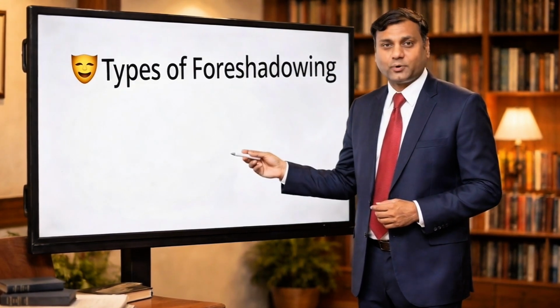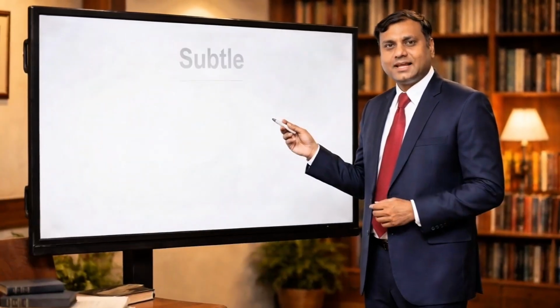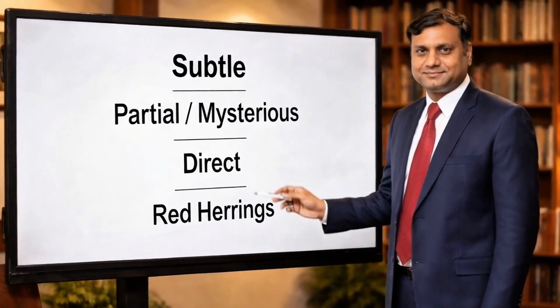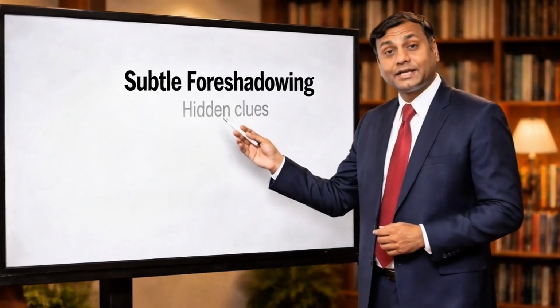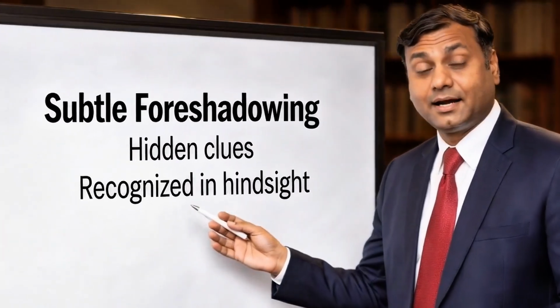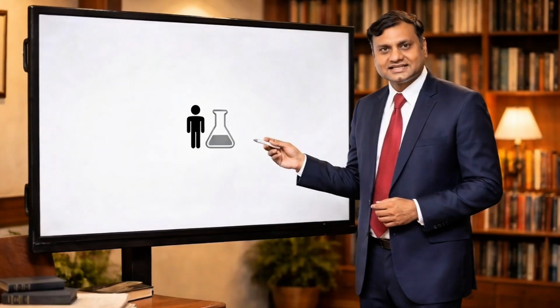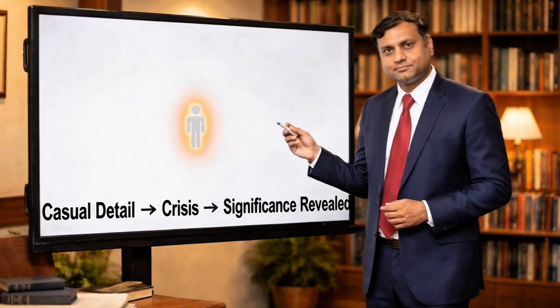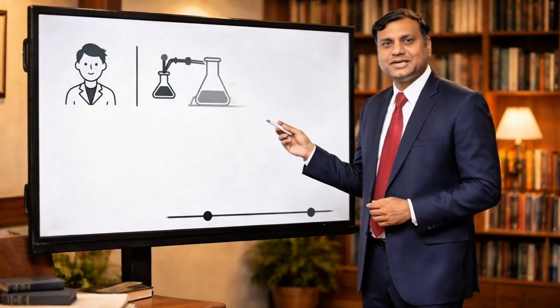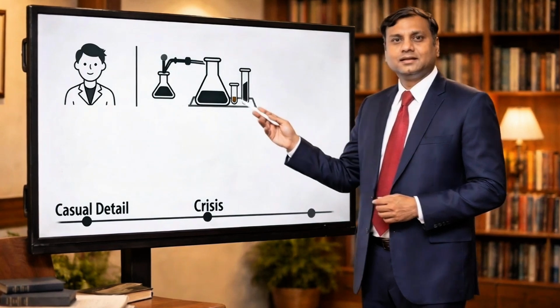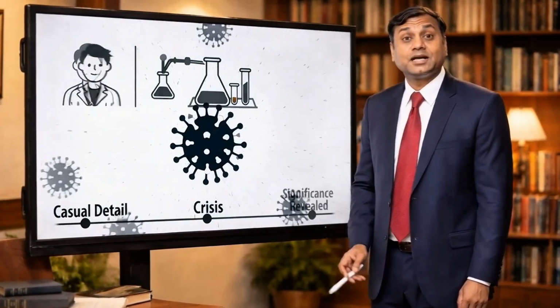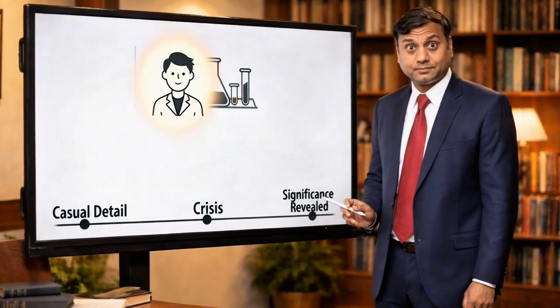Types of foreshadowing. Let's explore the major types, each with its own artistic effect. Subtle foreshadowing is so delicate that readers often miss it until later. A passing detail, a casual remark, only in hindsight does it reveal its importance. A character mentions working in a lab. Later, a deadly virus spreads, and that same character becomes humanity's last hope.